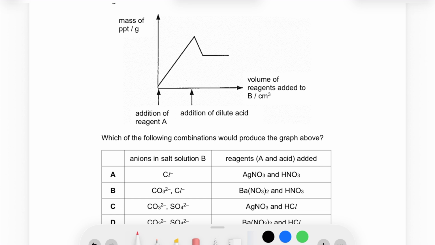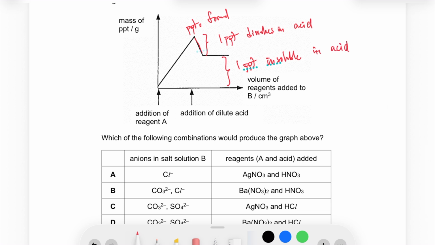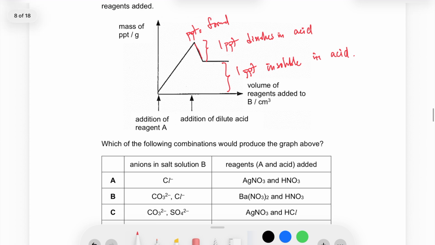From here you can tell that there's PPT formed. But the fact that when you add acid, it just dropped by half means there are actually 2 PPT. One PPT dissolves in acid, whereas the other PPT is insoluble in acid. That's the major clue.